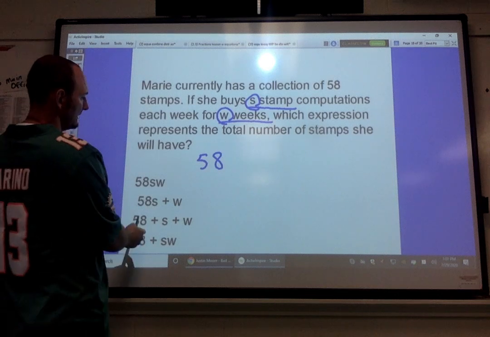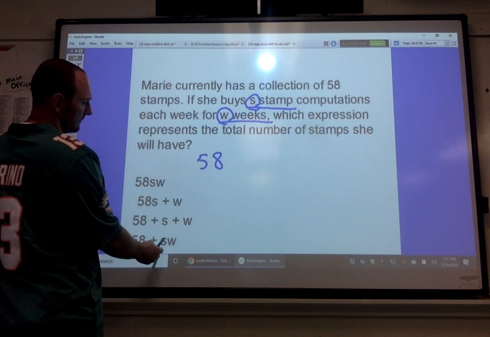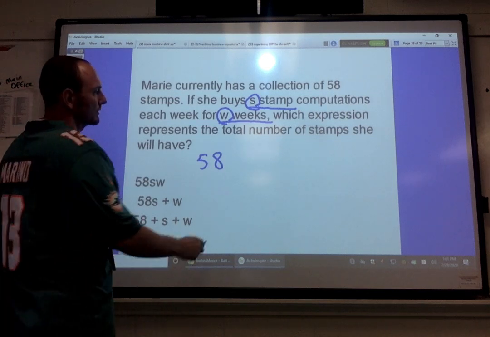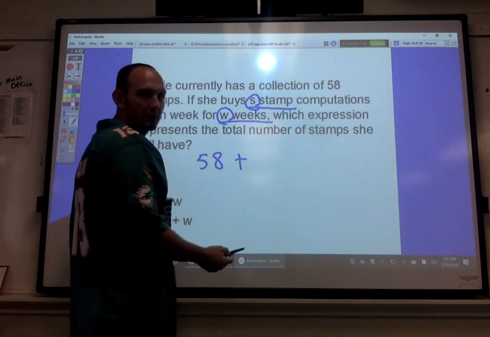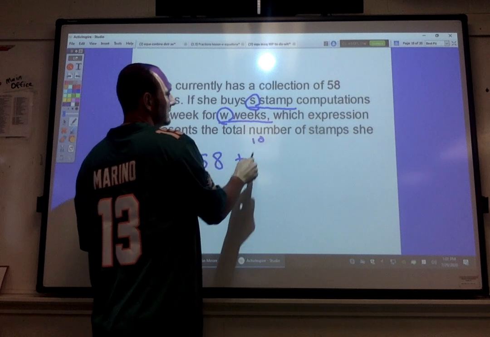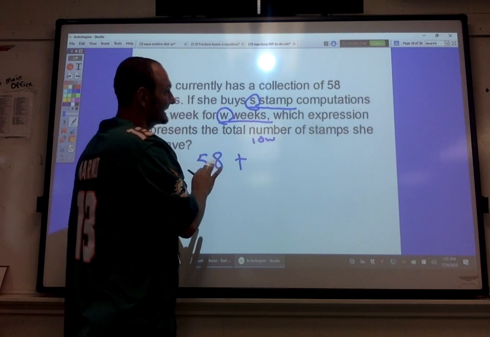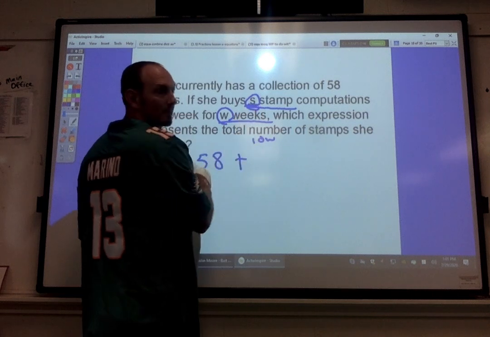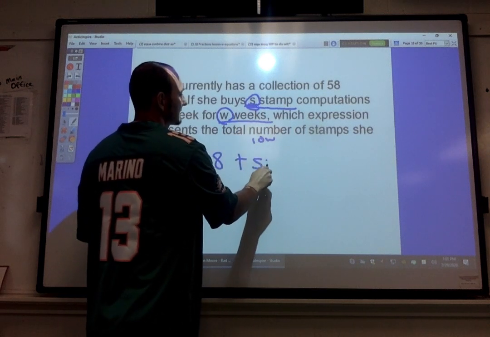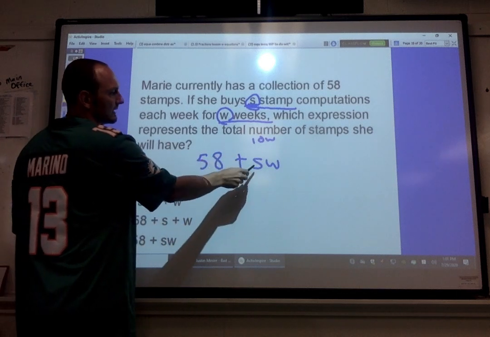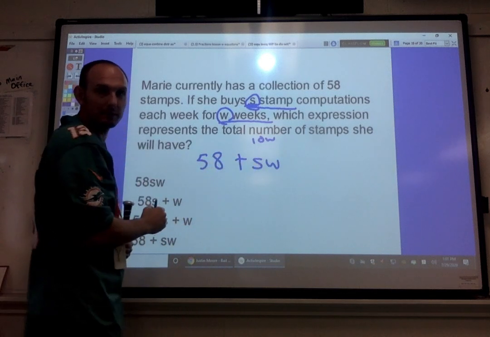So we have 58, and we get S per week. So in other ones, we normally knew how many we got each week. So if I said we were getting 10 a week, you would say 10W. But instead of me saying 10, I threw S in there this time. So this would be SW. This doesn't change. We're going to add this amount times every week.